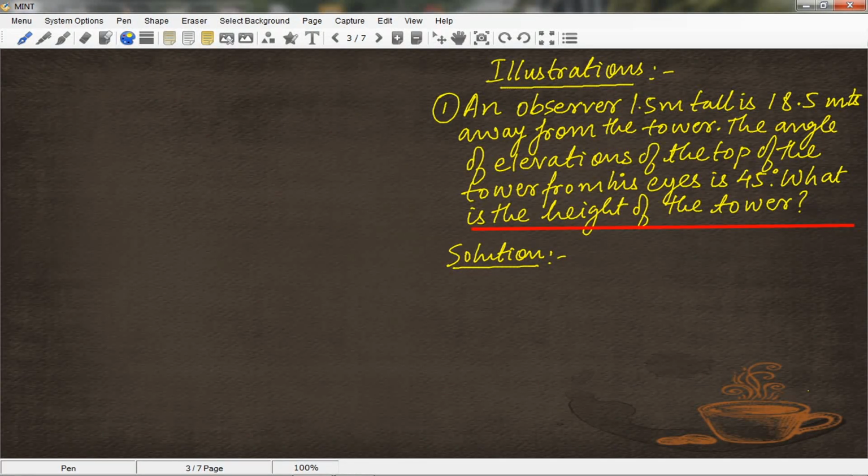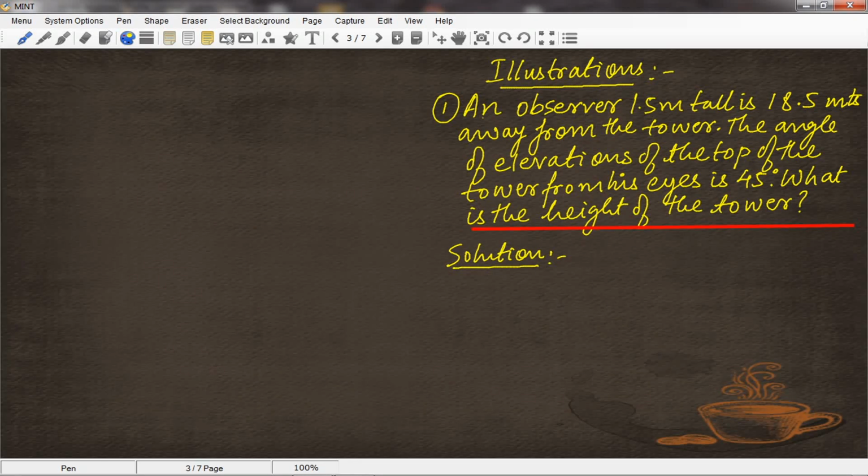Here are some illustrations related to the topic height and distance. This will tell you how to operate or how to solve a particular question. Actually, the whole question is in a linguistic form. The first challenge that a student has to face is to convert this information into a proper diagram. So for the diagrammatic representation, you should understand the question properly.